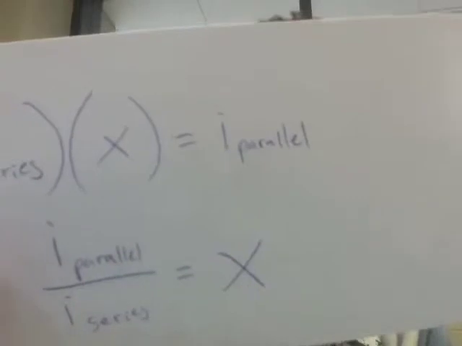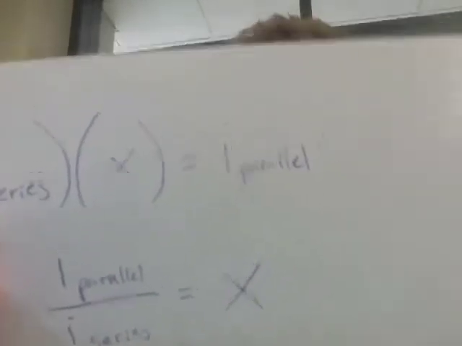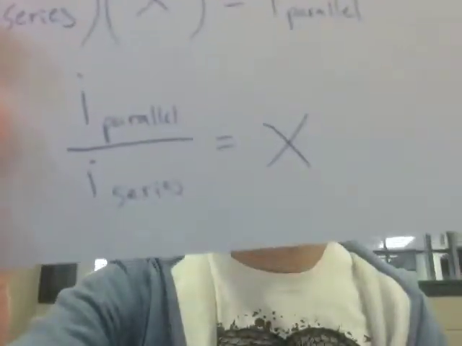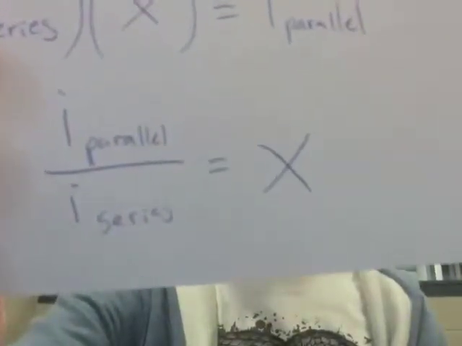Now, since you're trying to find what factor the current in series is multiplied by to find the current in parallel, you can set up an equation where x is the number that you are solving for, where the current in series multiplied by this number gives you the current in parallel. So therefore, by rearranging the variables, you can solve for x, dividing the current in parallel by the current in series to give you x.